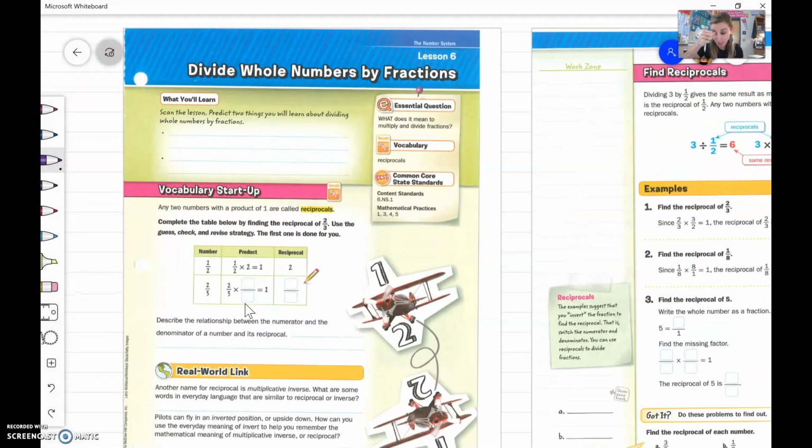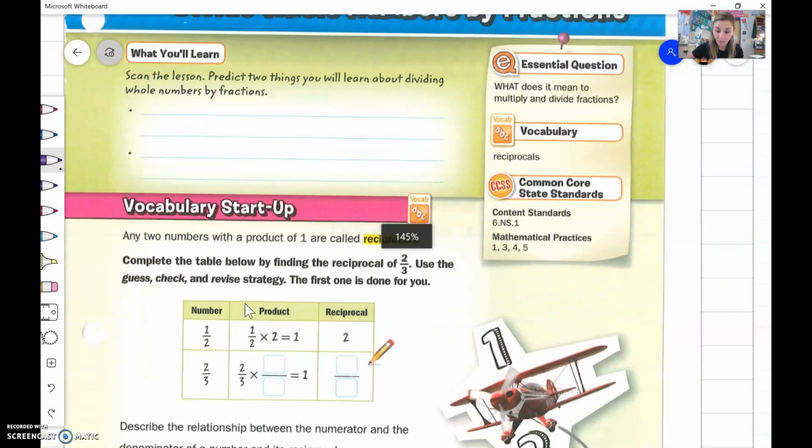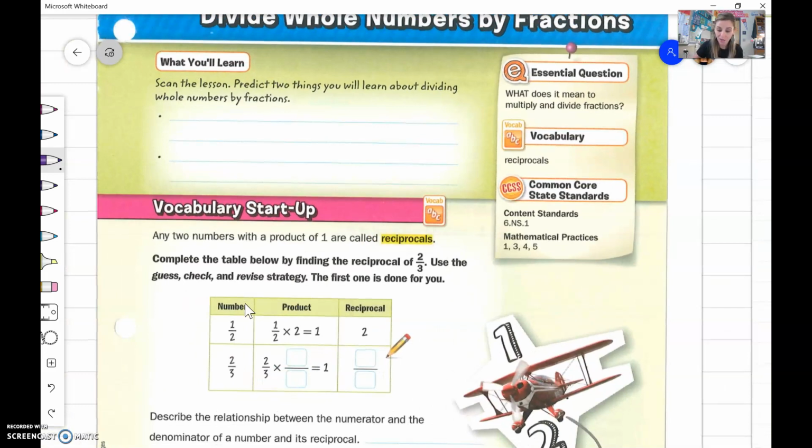Right here. We're going to get started, and we're just going to talk really quickly about what a reciprocal is. I'm going to give you a quick version. If I say the word reciprocal, which you will hear an awful lot today during this lesson, any two numbers with a product of 1 are called reciprocals. So, for example, when you take 1/2 times 2, you're going to get an answer of 1 whole.